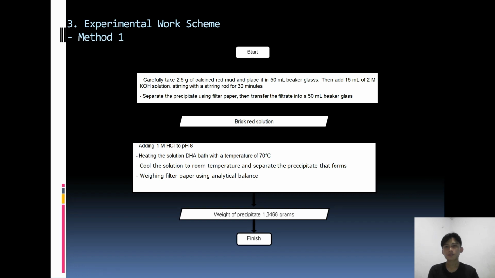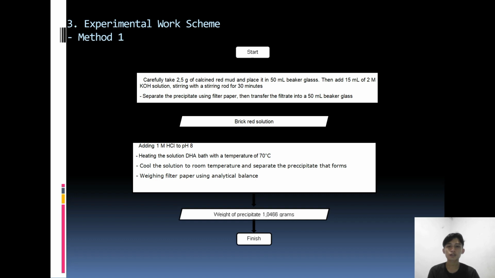Number 3, experimental work team. Method 1, start. Carefully take 2.5 gram of chalconite red mud and place it in a 10 milliliter beaker glass. Then add 15 ml of 2 molar KOH solution, stirring with a stirring rod for 3 minutes. Separate the precipitate using the filter paper, then transfer the filtrate into a 10 ml beaker glass.